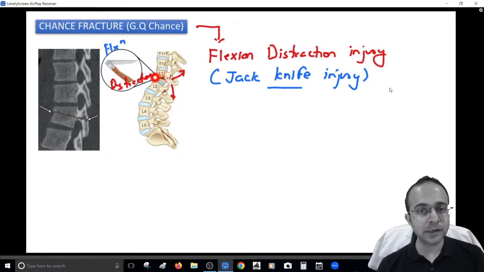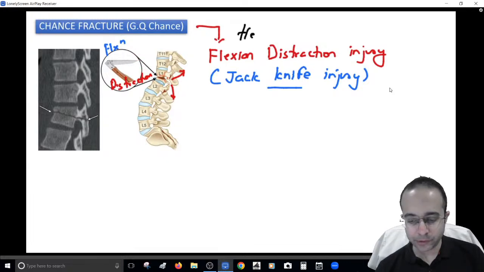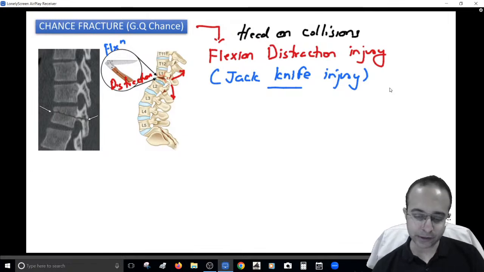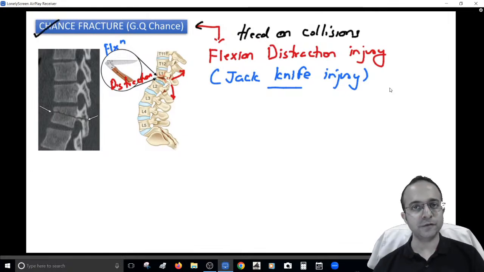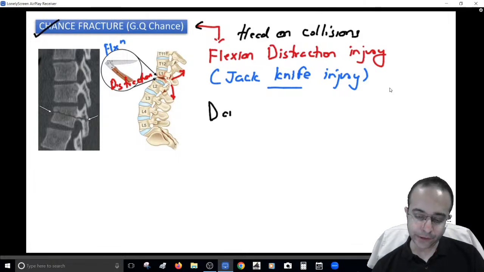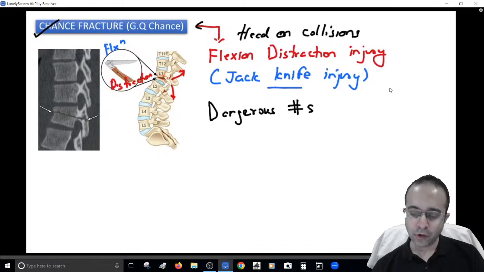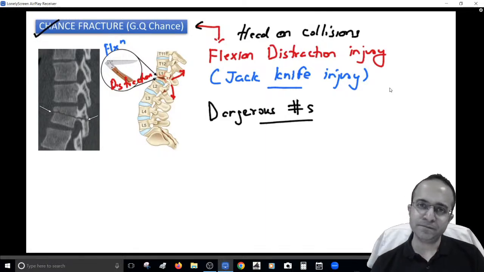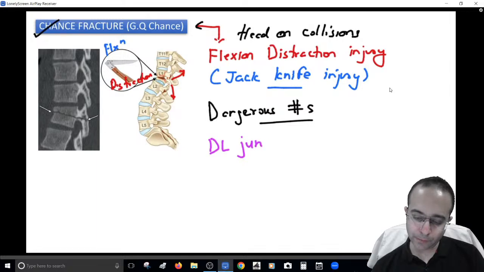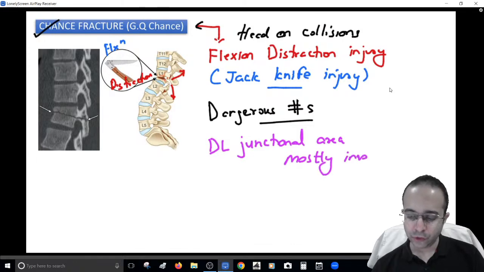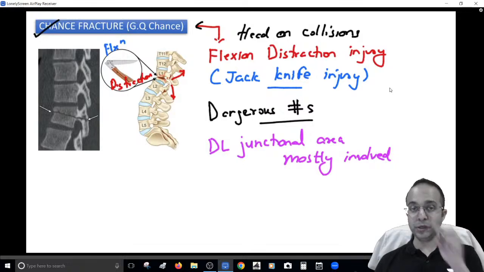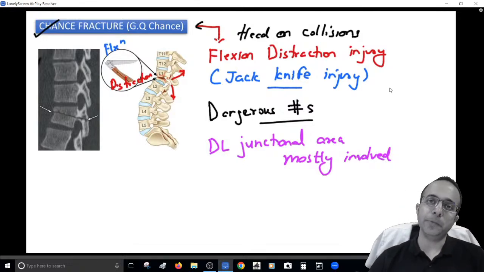So you can see the front part collapsing, the rear part distracting, because the fracture line has traversed the vertebra from front to back. So this is what you see in head-on collisions, that flexion distraction jackknife injury pattern, and this is what gives rise to these chance fractures. They are very dangerous fractures. Almost every time you find people landing up with paralysis, and it's generally the dorsolumbar junctional area that's mostly involved with this injury pattern. So D12 L1 area is where you mostly find these fractures of jackknife injury pattern.